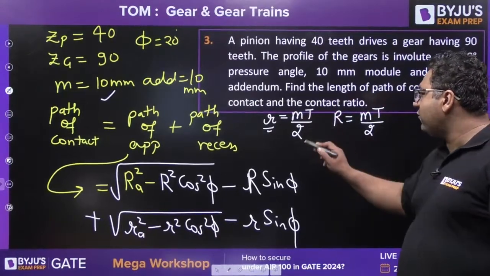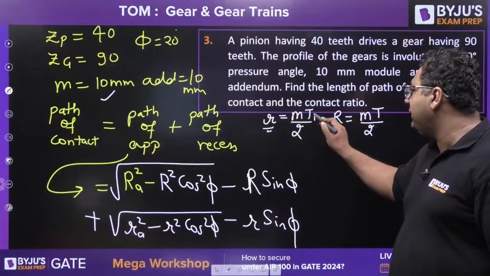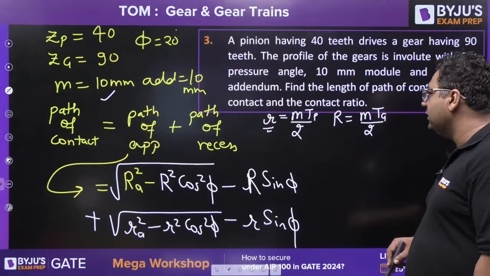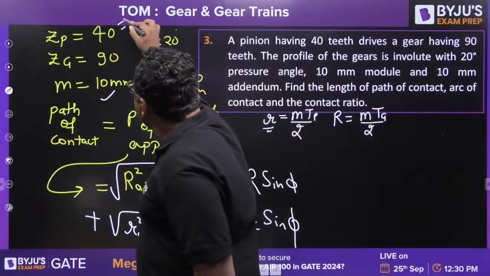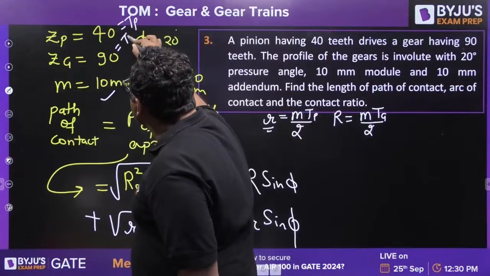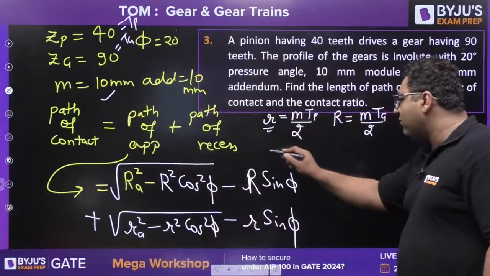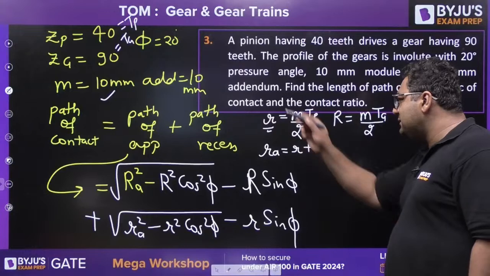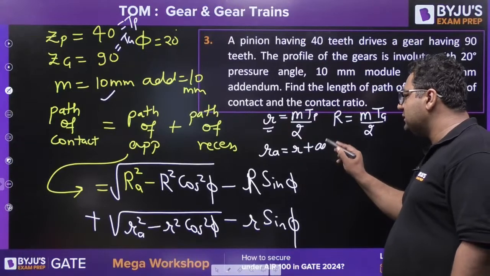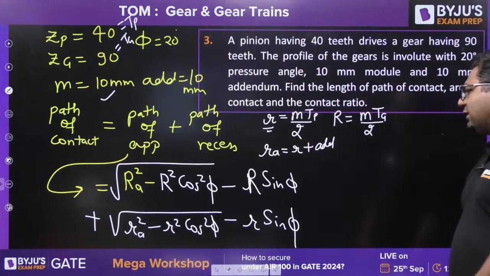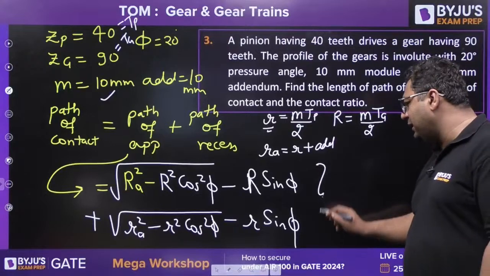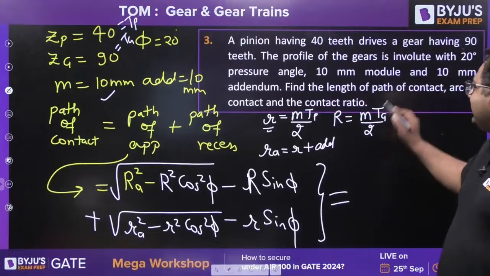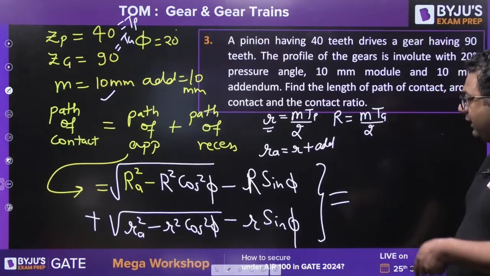So you know the number of teeth on pinion will be TP or ZP. Here you will be using TG or ZG. Okay, you can also use TP and TG. It is your choice. And what about R addendum? It is R plus addendum, which is already given to us. Okay, so you can find this, and when you get this, you will have the value of path of contact. Then arc of contact, I already told you.